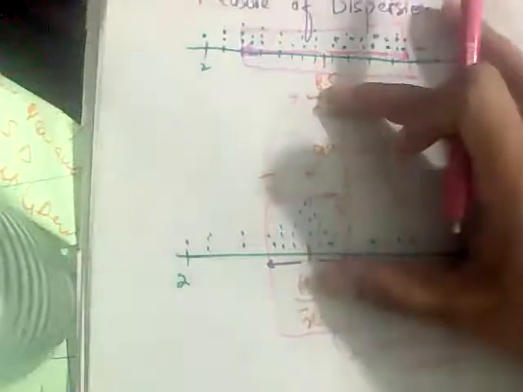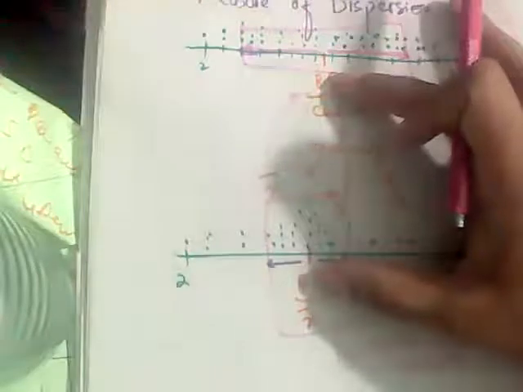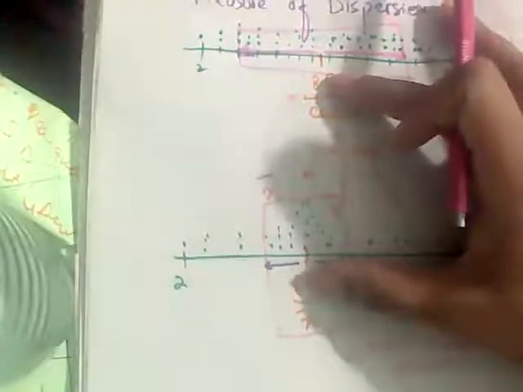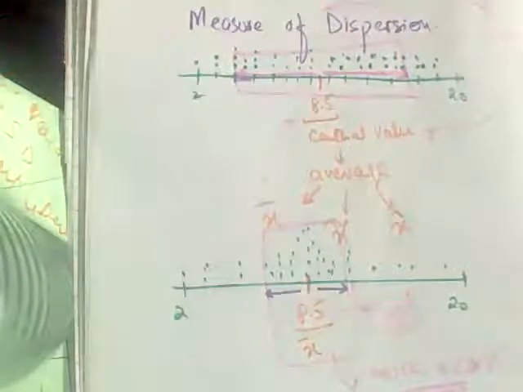So measure of dispersion has great importance in explaining how well defined our central value is. What is the use of measure of dispersion? It explains the central value of the data. Is the central value a good picture of the data or not so good? All right, so this is the brief explanation about measure of dispersion.